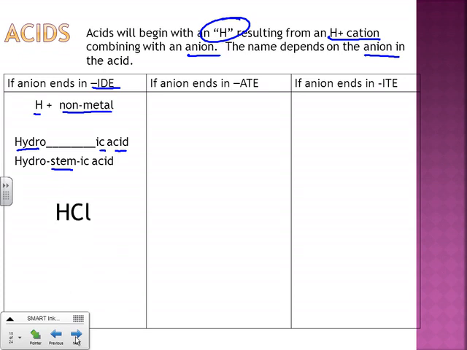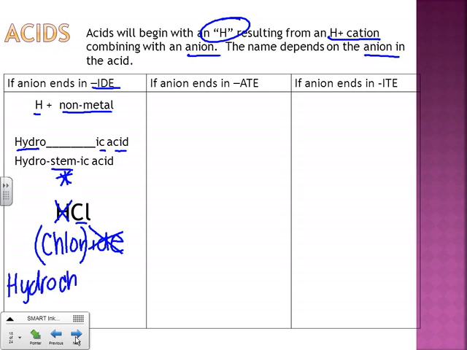If I have HCl, ignore this H, okay, we need to find out what the anion's name is. This is just chlorine, okay, but remember chlorine, when it's bonded to something else or as an ion, its name is actually chloride. Alright, so what we do here is we take off that IDE ending and use this part as the stem of the name and plug it into this formula. So this becomes hydro, then chlor, which is our stem, then you add ic acid, so hydrochloric acid.